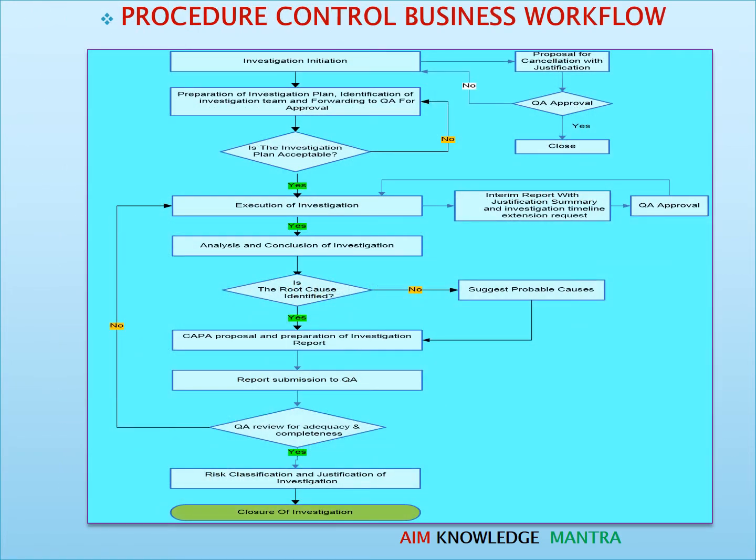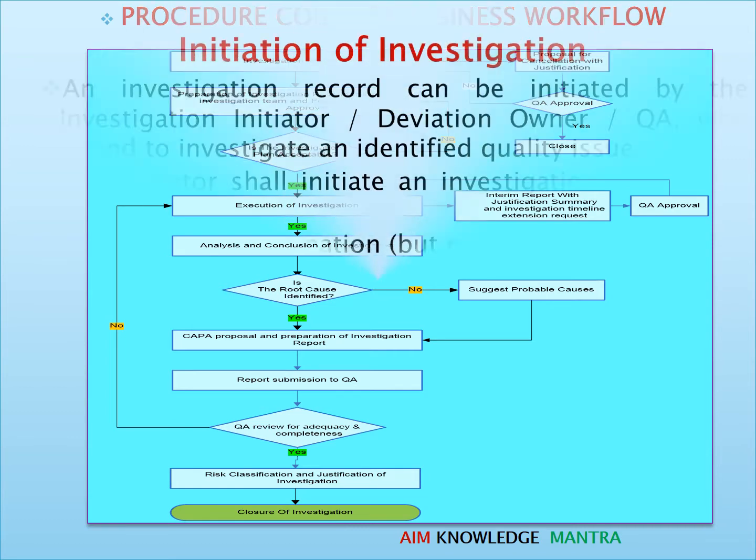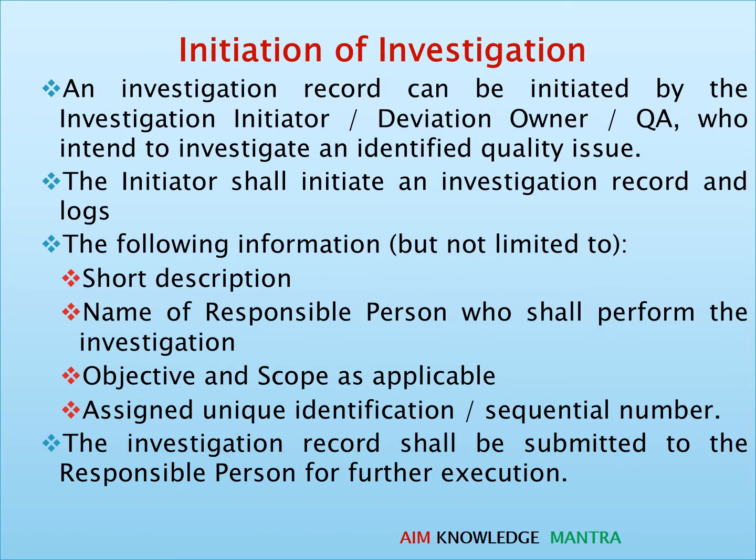Procedure control. The business workflow of investigation can be well explained by the following flowchart. Starting from investigation followed by QA approval, root cause analysis, risk classification and justification of investigation through up to closure of investigation. Initiation of investigation.